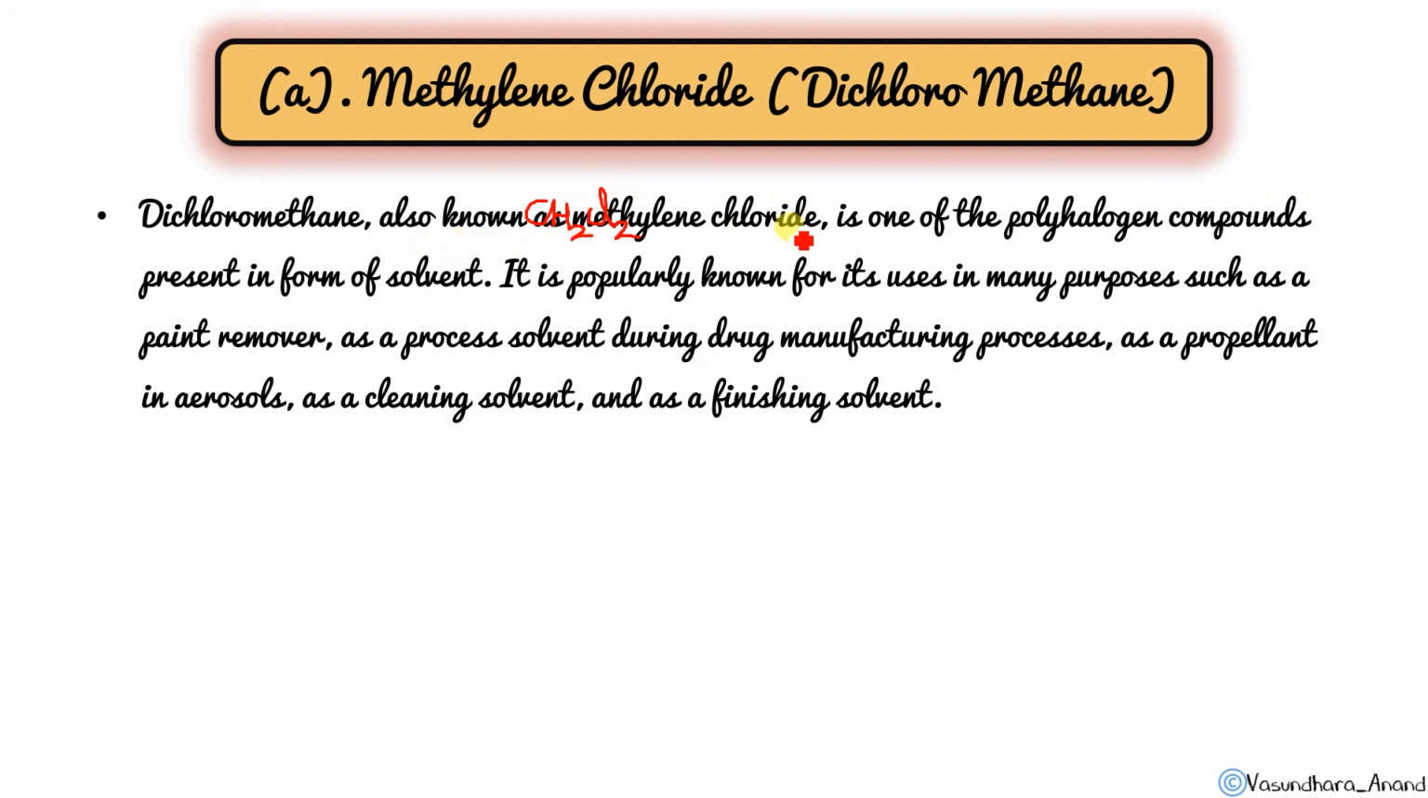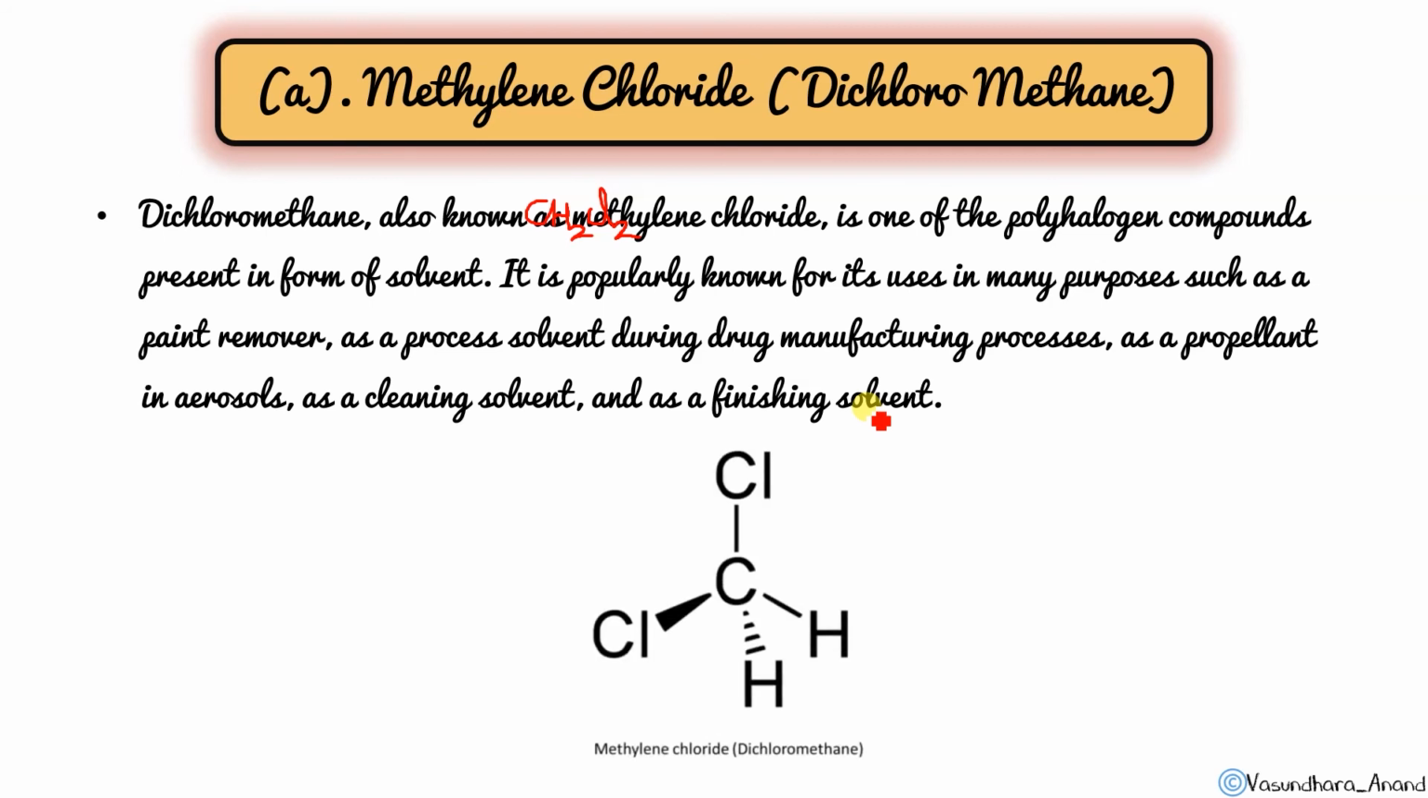Dichloromethane, also known as methylene chloride, is one of the polyhalogen compounds present in the form of a solvent. It is popularly known for its use in many purposes, such as paint remover, as a process solvent during drug manufacturing processes, as a propellant in aerosols, and as a cleaning solvent and a finishing solvent also. So these are the uses of methylene chloride. This is the formula: methylene chloride, CH2Cl2.